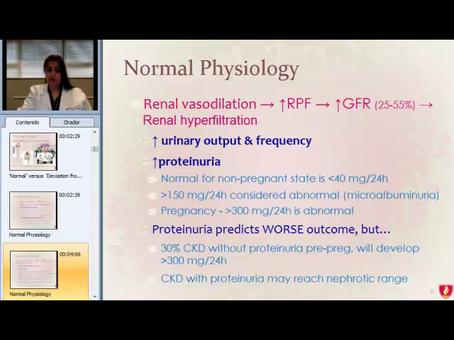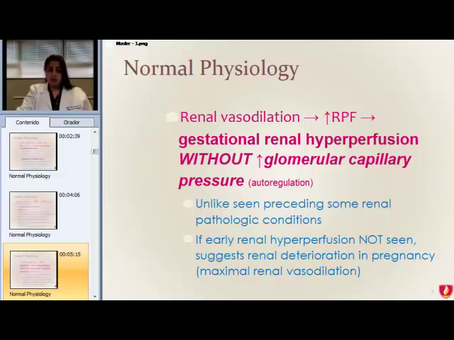Proteinuria also predicts worsening renal dysfunction. However, because of the increased GFR in pregnancy, 30% of women with chronic kidney disease without proteinuria will develop significant proteinuria in pregnancy. And that doesn't necessarily mean their renal function is worsening. Also, some women with chronic kidney disease and proteinuria may develop nephrotic range proteinuria in pregnancy.